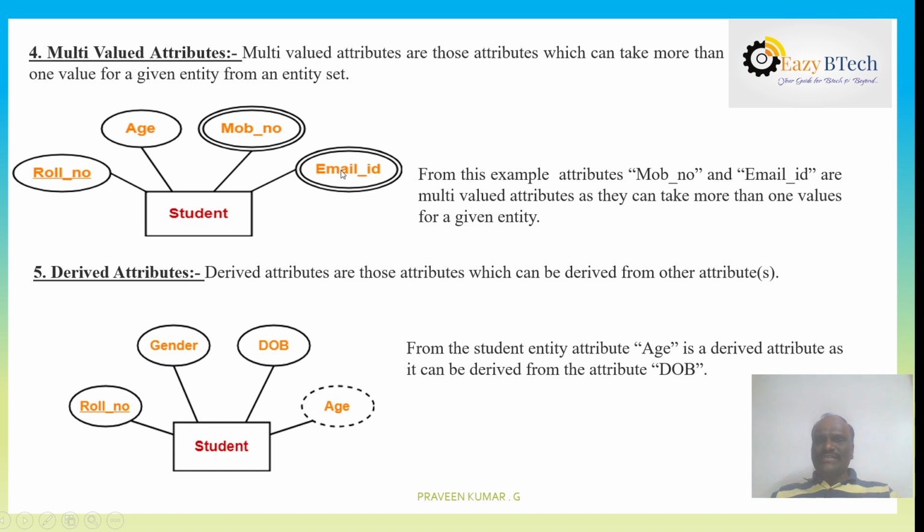Please remember, in competitive exams they ask how to represent a multi-value attribute, as a fill in the blank. Otherwise they give an entity set and ask you to identify the multi-value attribute. How to identify it? An attribute with a double ellipse is called a multi-value attribute. Suppose they give a student with roll number, gender, date of birth, and a dotted attribute, and ask you to identify the derived attribute. Then you can easily identify age. Option A, roll number. Option B, gender. Option C, date of birth. Option D, age. Which is the correct answer? Age. Why? Because we represent a derived attribute with a dotted ellipse.